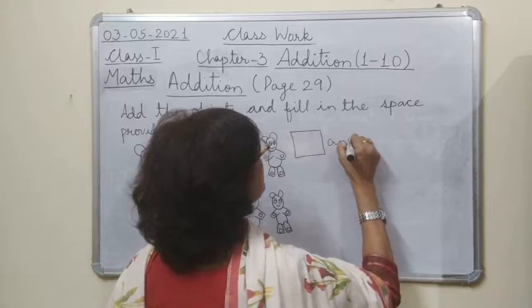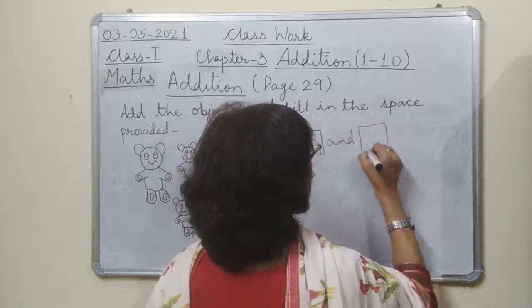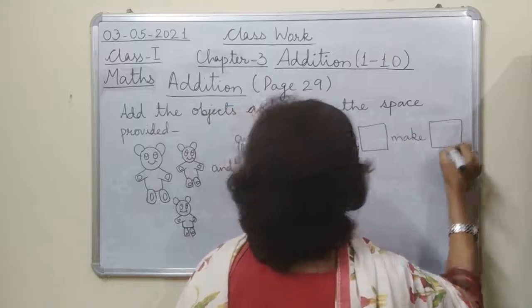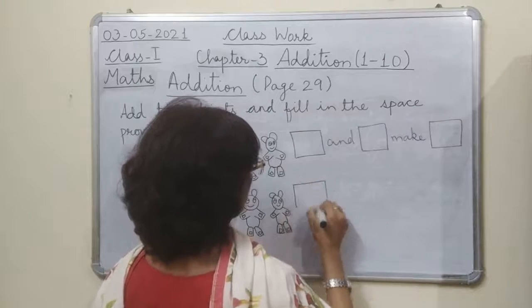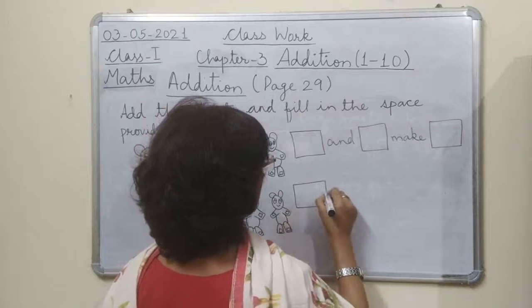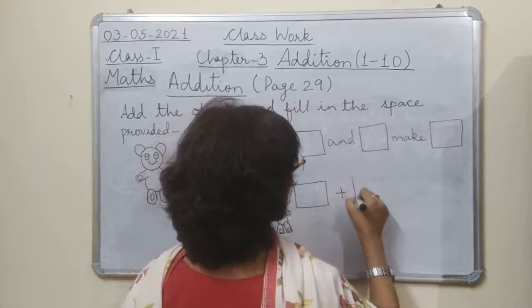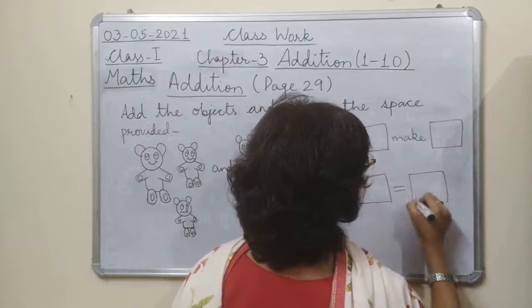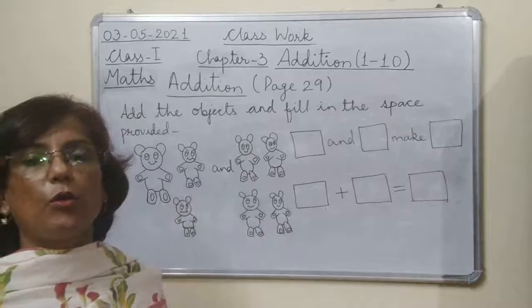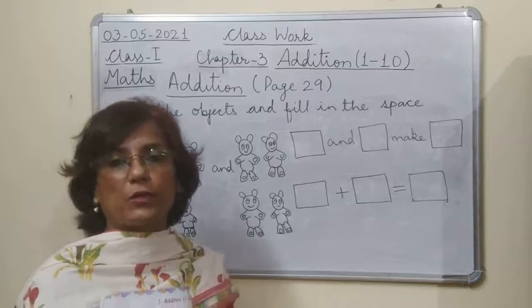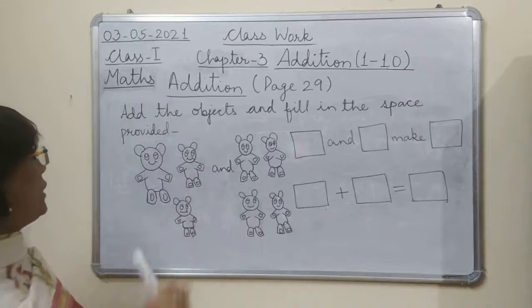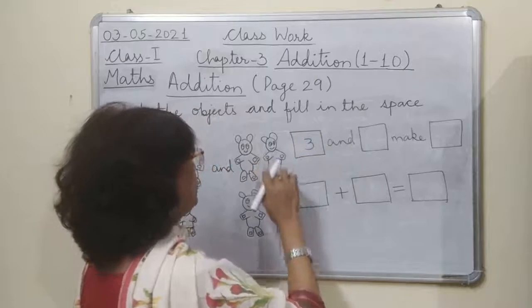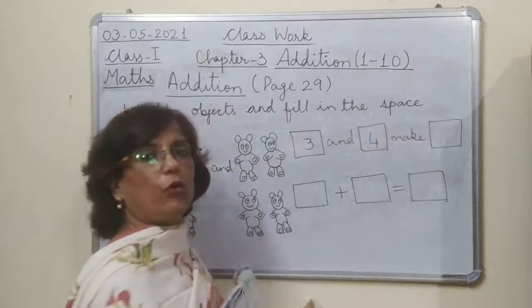And make dash or plus is equal to. Now let us fill up the blank places. Okay. Now how many teddy bears? 1, 2, 3. So that is 3 and 1, 2, 3, 4. So 3 and 4. ठीक है.